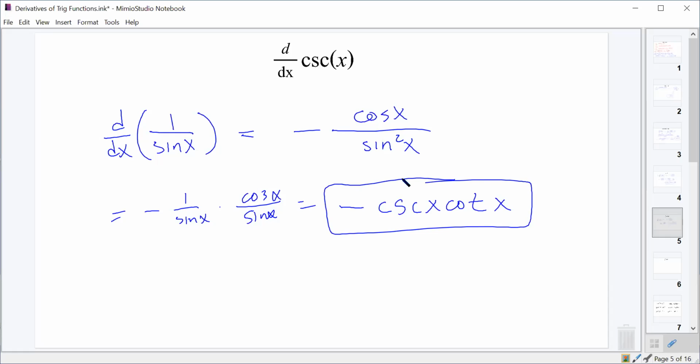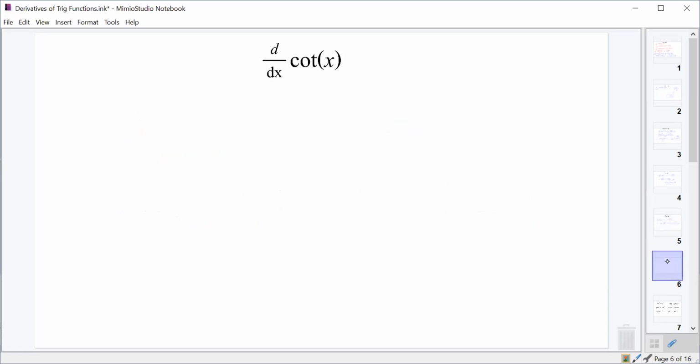Everybody okay with that? You should definitely memorize that one as well. Good or no? Good. All right. One more. Derivative of cotangent x.